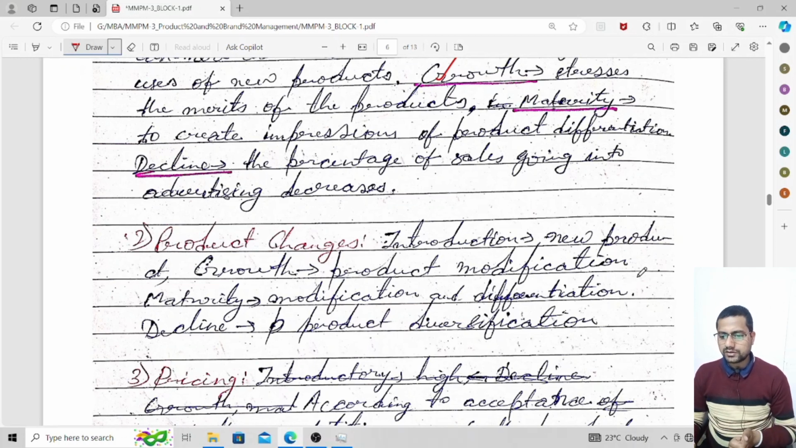So here in the introduction stage, new product, means a new product is being offered into the market. In the growth stage, product modification is required. In the maturity stage, modification and differentiation of product is required. And in the decline stage, product diversification is required.